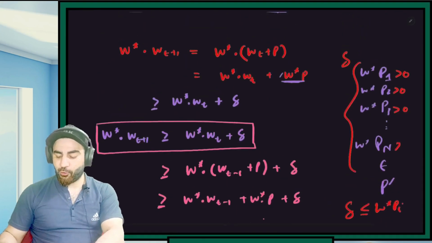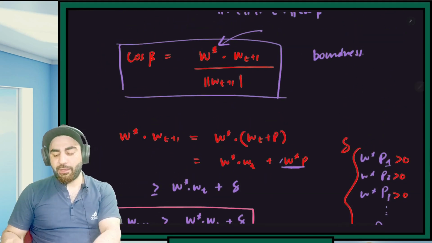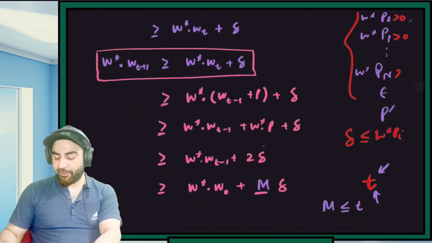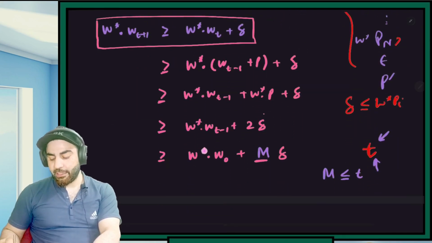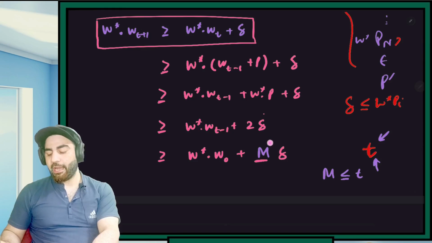Okay, again going through. What we are up to now is that cos beta is equal to W star dot Wt plus 1 divided by this. So I did the treatment to this numerator. What I came up with is that this numerator should be greater than or equal to W star dot W naught plus m times delta. So initially we started with this, and we will finally reach this W star. And with this, m times delta will happen.